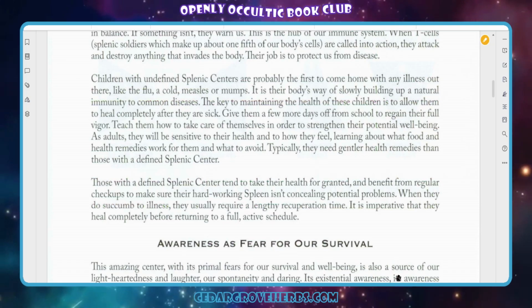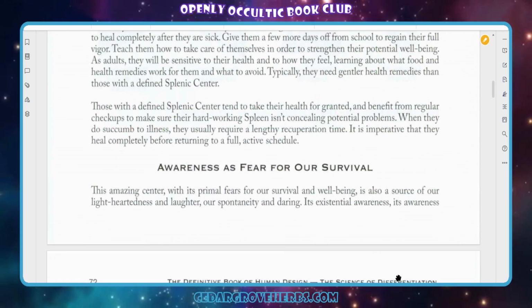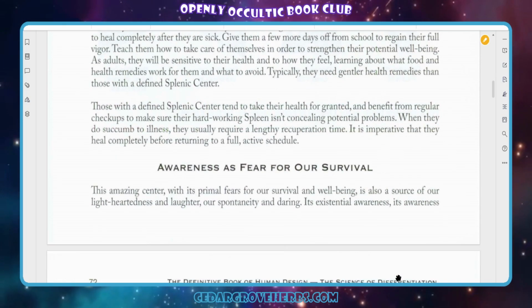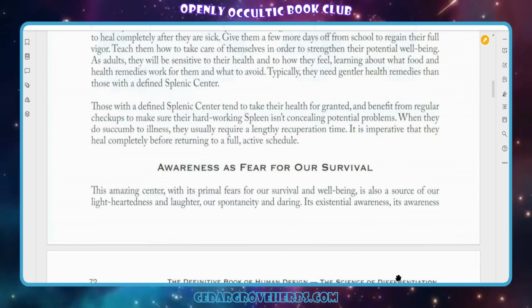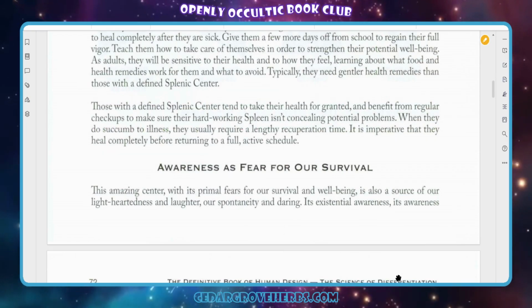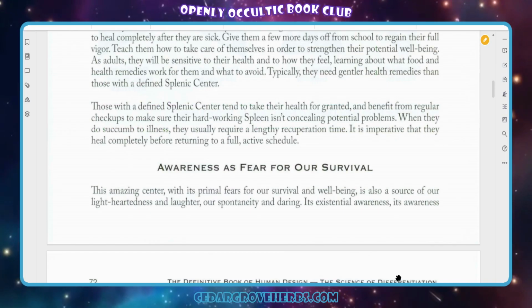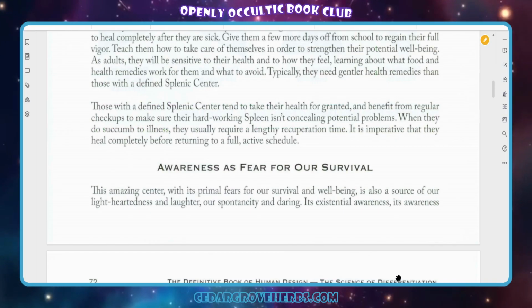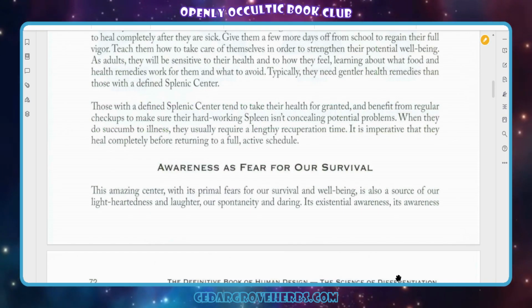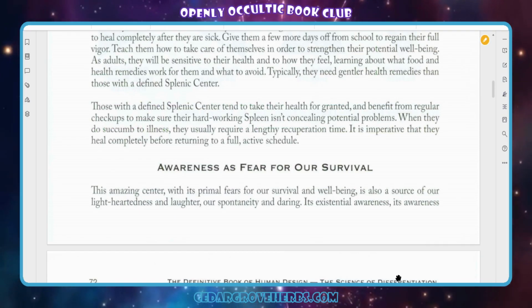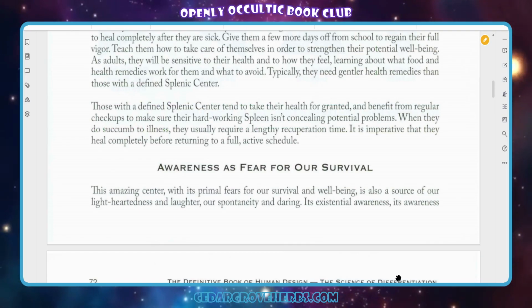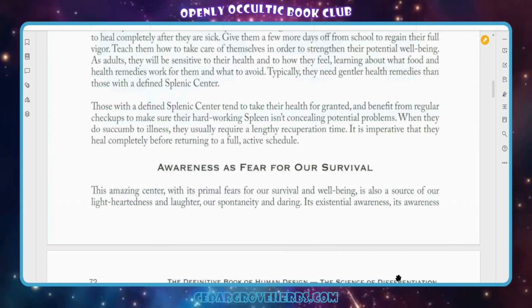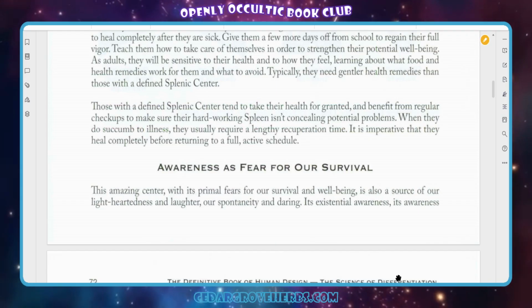Those with a defined splenic center tend to take their health for granted and benefit from regular checkups to make sure their hard working spleen isn't concealing potential problems. When they do succumb to illness, they usually require a lengthy recuperation time. It is imperative that they heal completely before returning to a full active schedule.